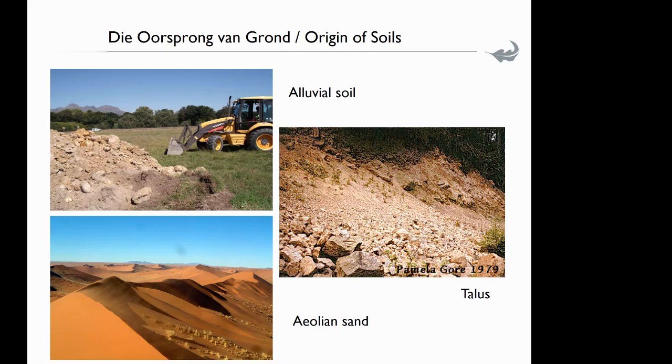On the right-hand side, you have a talus slope, and if you look at the mountains around the Cape Town area, especially around Stellenbosch, you will see this accumulation of fractured rocks. They are angular, and that is known as talus. If it was just plain soil, it would have been called a hill wash. And then at the bottom, your typical Aeolian sand. I'm not sure where this picture was taken, but this you would get in the Namib Desert, in the Kalahari, and also in the Sahara.